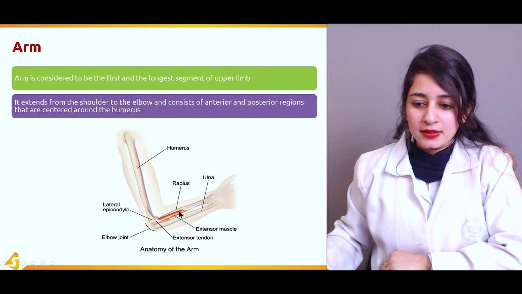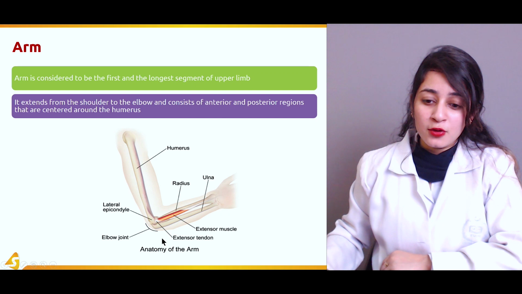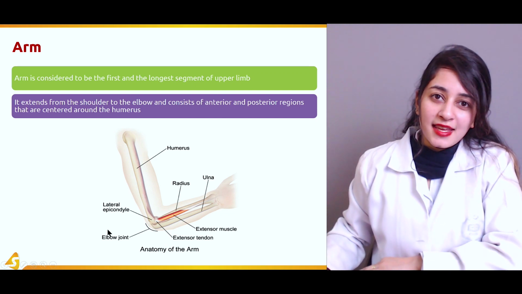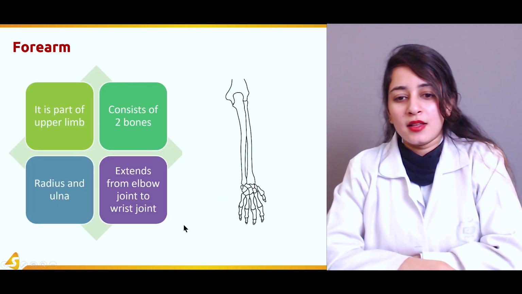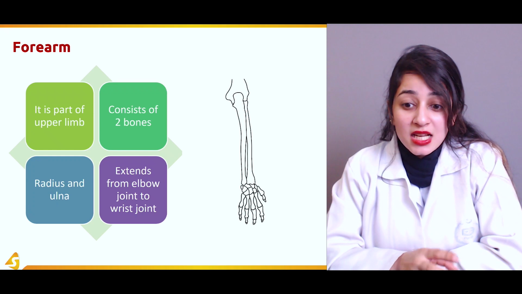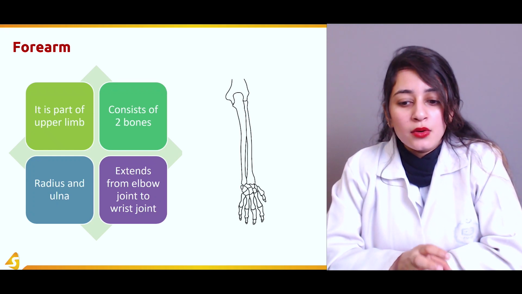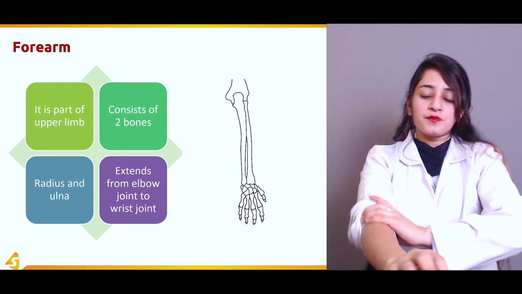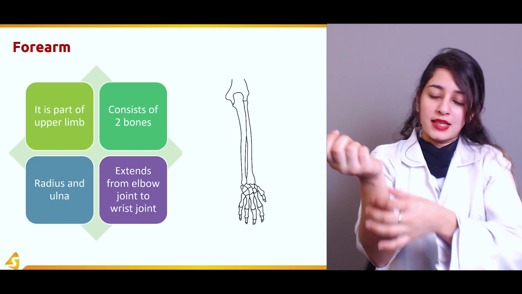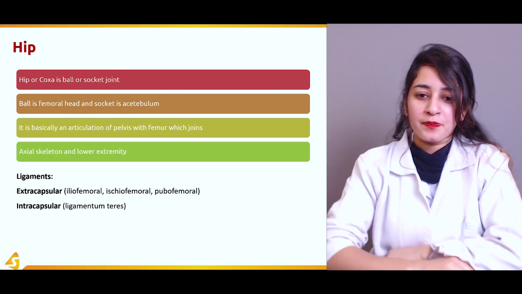This is radius. We have ulna. Here we have extensor muscles, extensor tendons originating from the lateral side, lateral epicondyle. And here is the elbow joint. Okay, forearm. It is part of the upper limb and consists of two bones, that is radius and ulna. It extends from the elbow joint to the wrist joint. On the inside we have the ulna bone, and on the outside we have the radius bone.